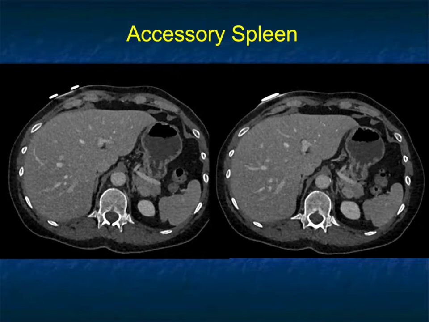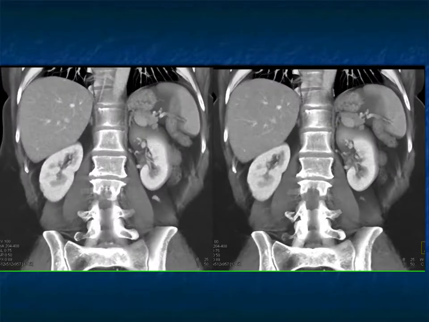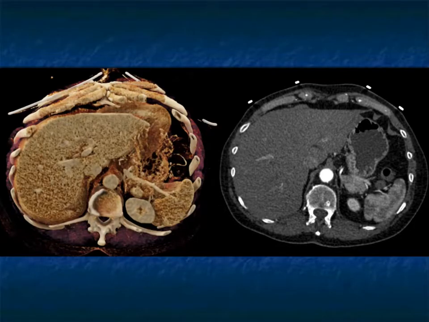Here's another one. Is that an accessory spleen? Or is it a tumor? There it is right there. Kind of looks more like the spleen. You could look at the density measurements, both early and late phase imaging, and this was indeed an accessory spleen. But you could see the challenge of why, if someone argued with you, it would be a very difficult decision.